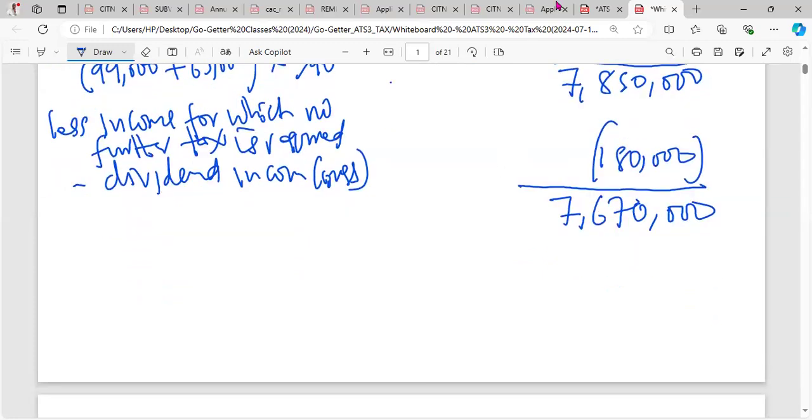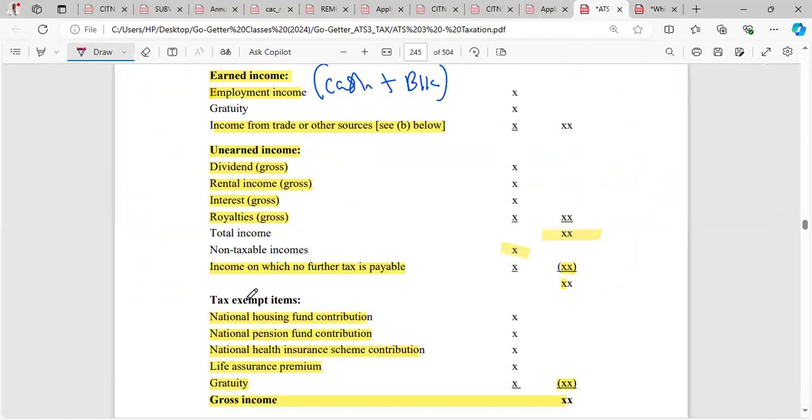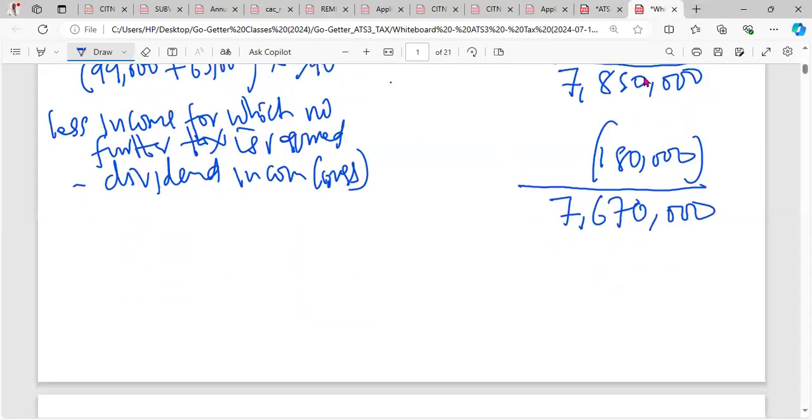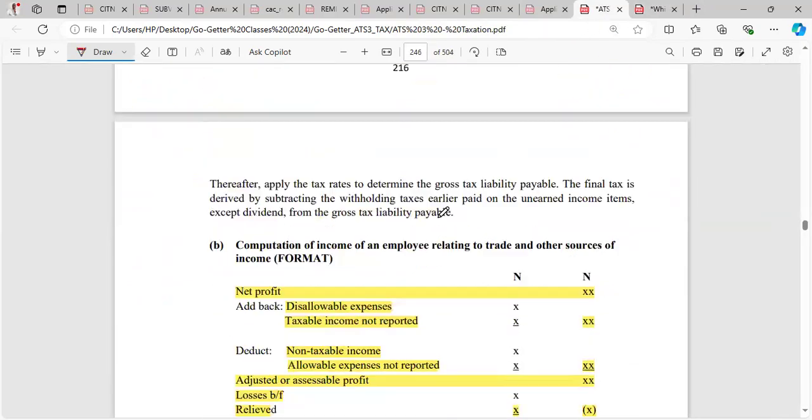All right. Now the next thing to do is to remove your tax exempt items. There are five in number: one, two, three, four, five. Let's see how many of these we are given.